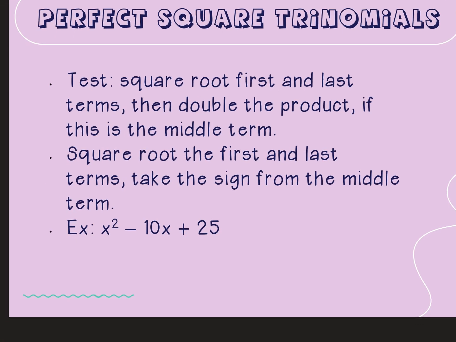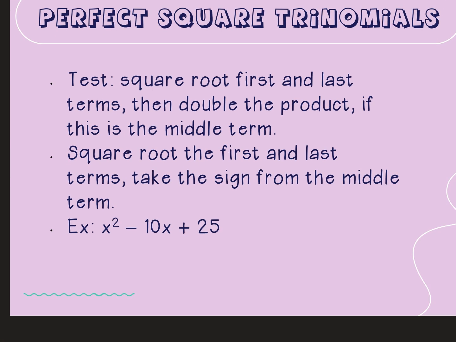All right, let's go on to perfect square trinomials. Again, we've talked about this before. It's not imperative that you know the formula, but it does help. So I'm going to do all of these with the shortcut so you can see. It says perfect square trinomial test. Square root the first and last terms, then double the product. If the term is the middle term, then it's a perfect square trinomial.